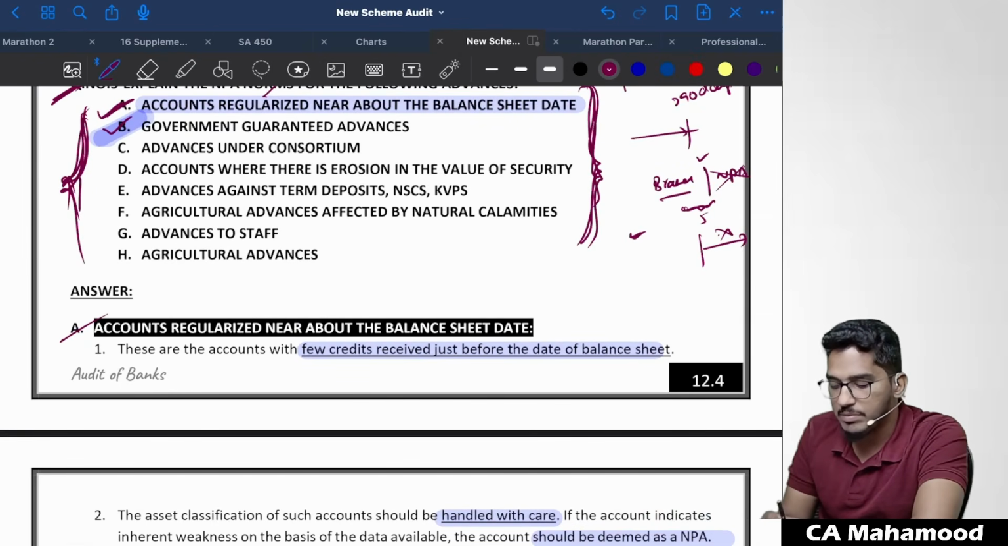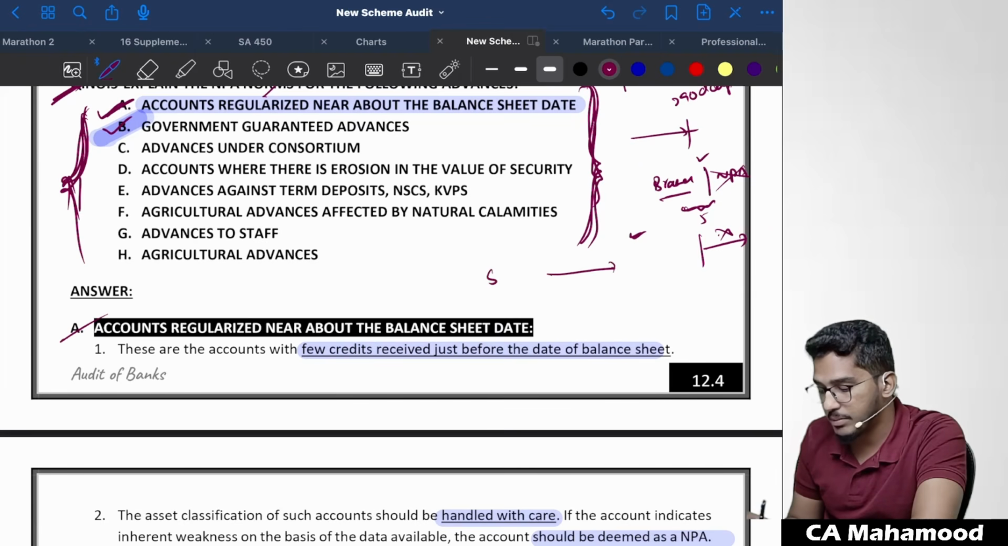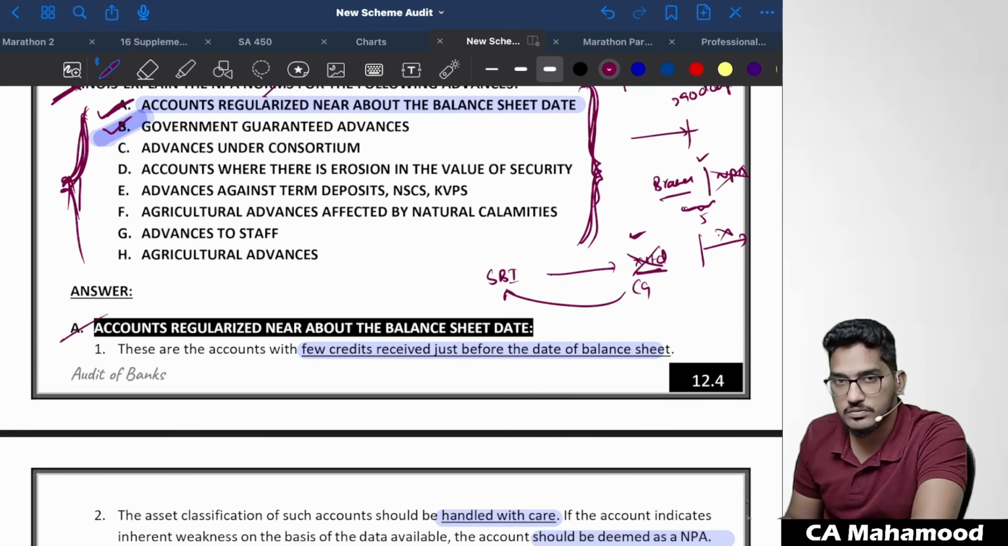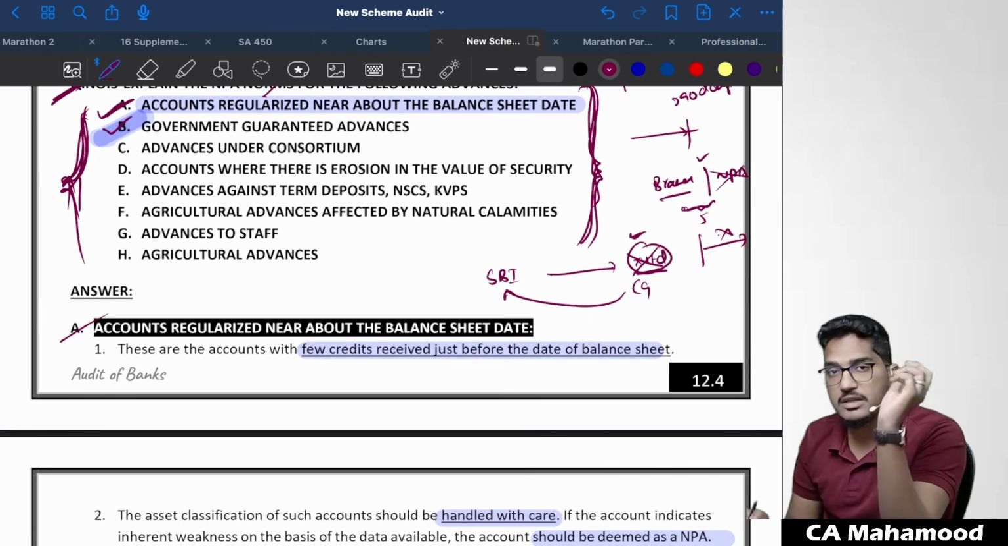Next one, government guaranteed advances. Sometimes customers will come to the bank and ask for a loan, and the bank will give the loan. For example, SBI has given a loan to some company X Limited, but it is a central government guaranteed advance. What do you mean by central government guaranteed advances? The bank has given the loan to X Limited, and the central government is giving a guarantee that in case X Limited fails to repay the loan, the central government will repay the loan to you. That is the meaning of central government guaranteed advances. Some customer has taken the loan, but the central government stood as guarantor for that loan.